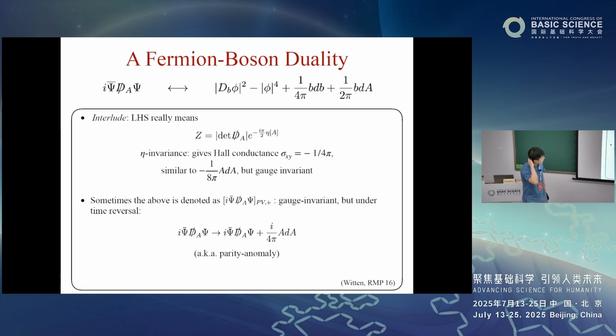And here's an example that wasn't as familiar at least 10 years ago. So this is an example that instead of involving bosons on both sides, involves fermion on one side. So this is a fermion-boson duality. Sometimes people call it the 3D bosonization. It's a somewhat confusing terminology, but let me also use that terminology.